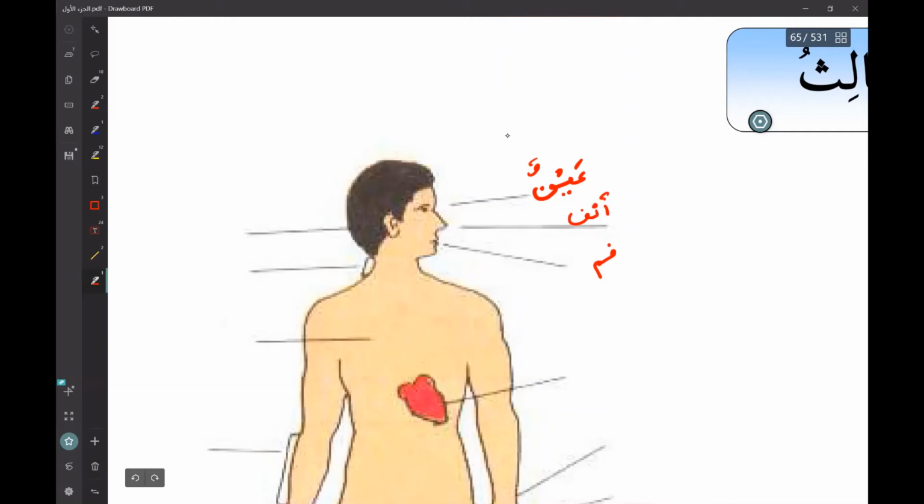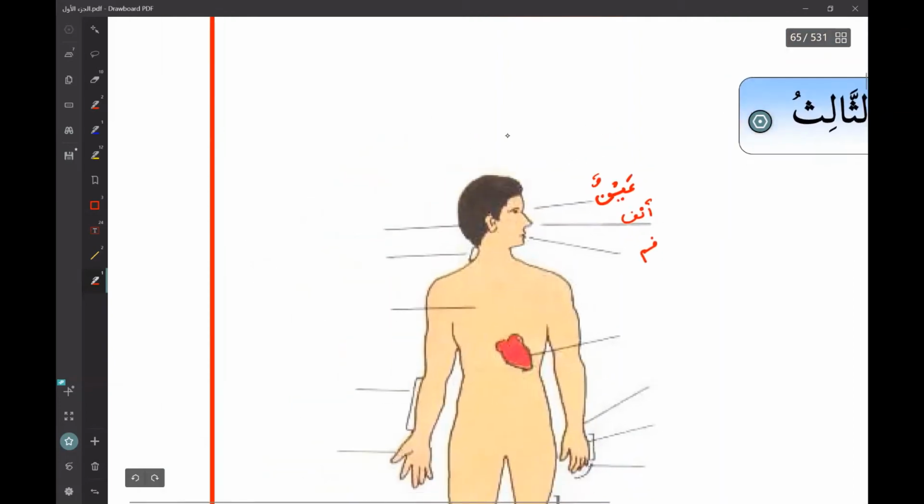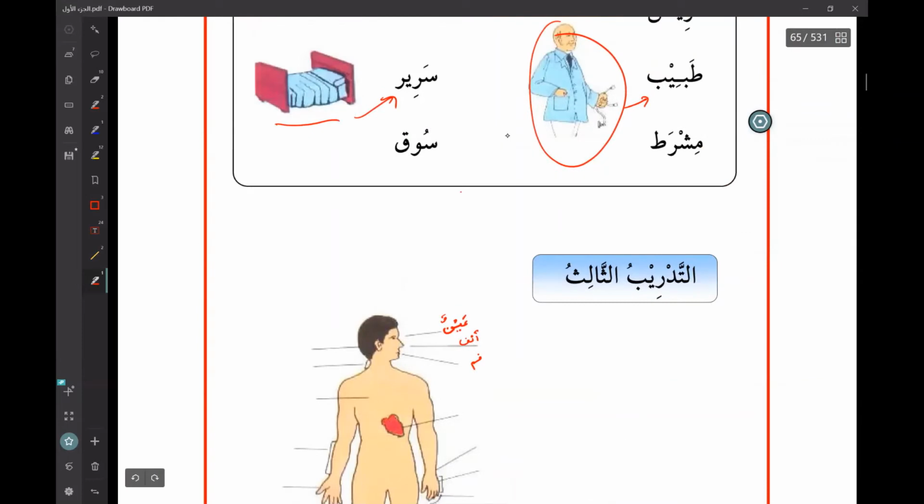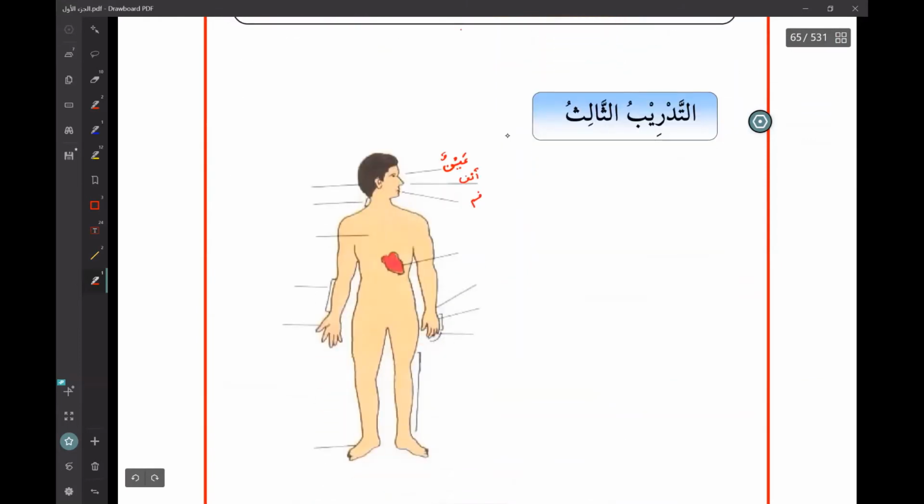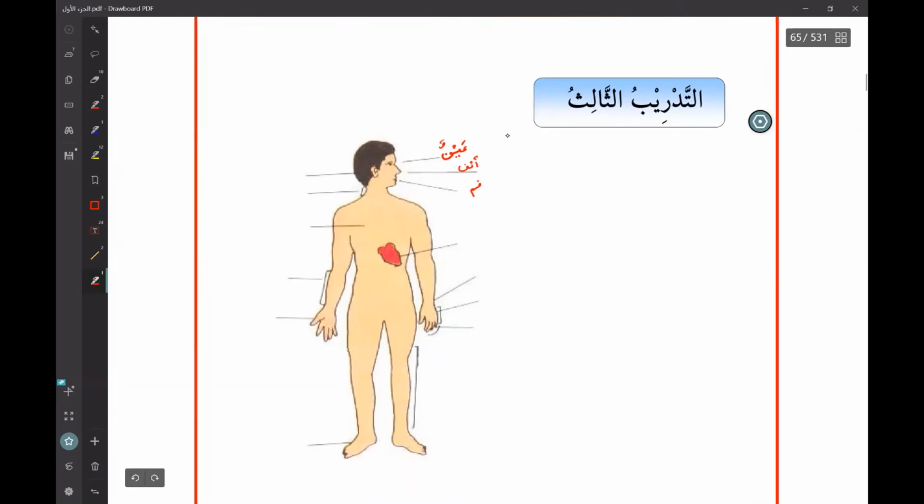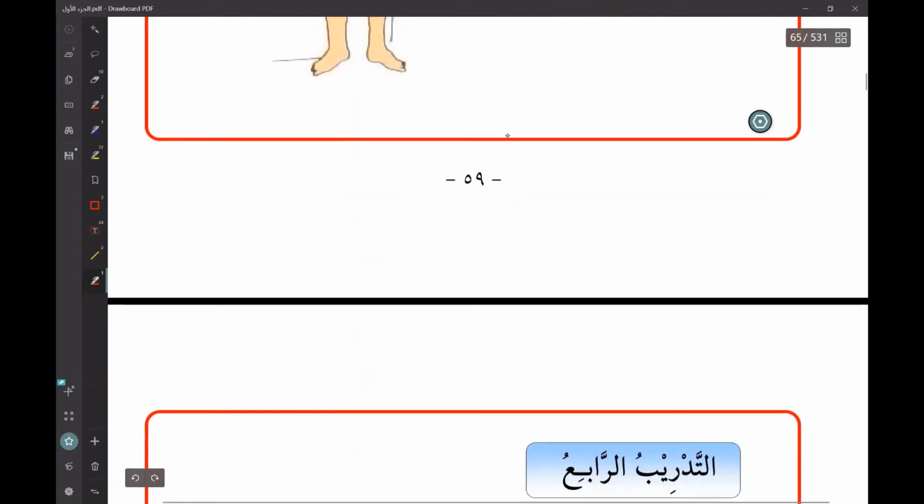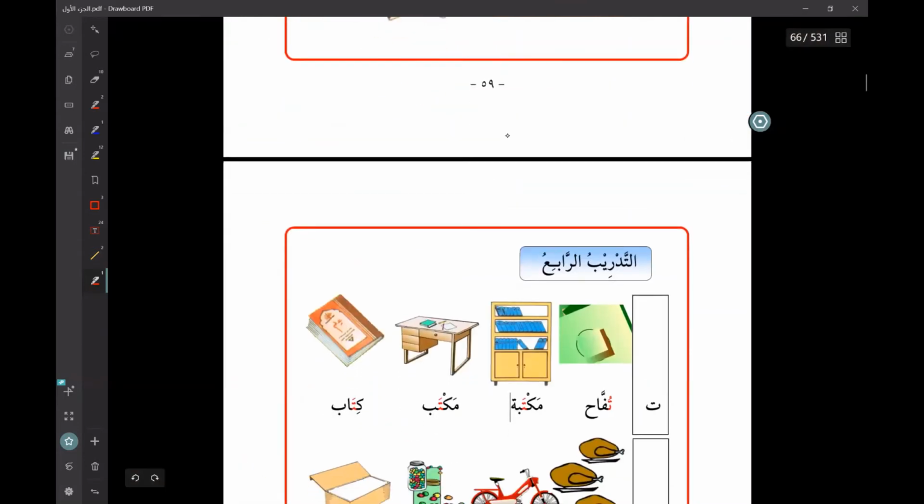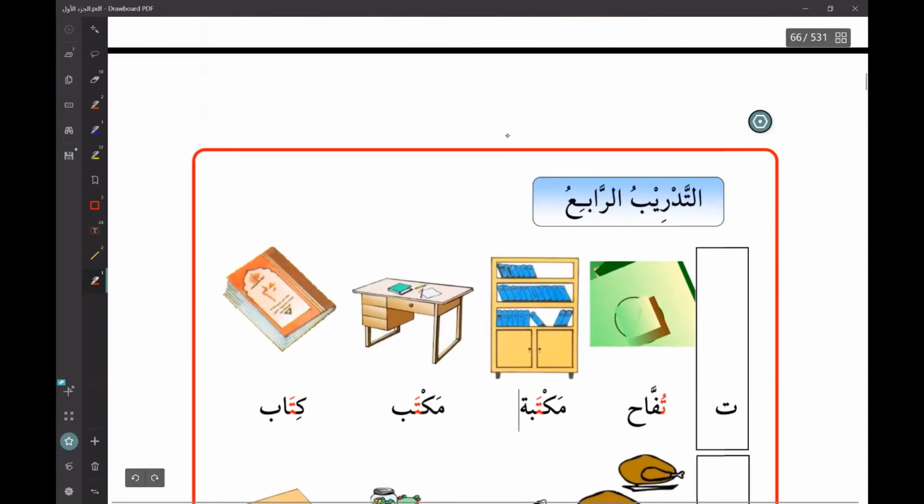Nose. Okay, so it's something that we just went through the whole thing, so there's no point for me to write them down. But this is something that you should do after memorizing all of these words. It's one of the best exercises here, right? Don't skip it. Make sure you do that. Then we have at-tadrib al-rabi', the fourth exercise.